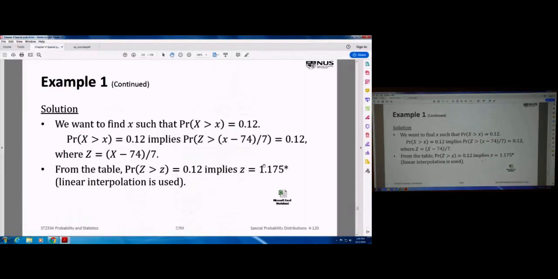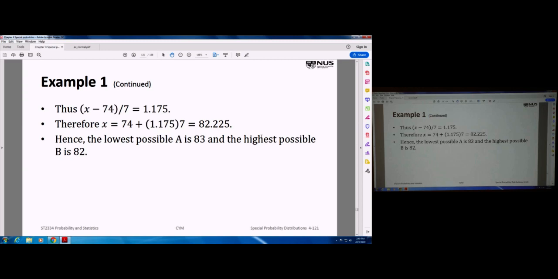Should be minus this. Yes, 1.175. Apparently that's what it is. So what that means is, oh yeah, linear interpolation. I don't know, and I refuse to teach linear interpolation. It's just ridiculous. But anyway, you can obtain this value using a numerical approximation. If your z is 1.175, you can just solve z is equal to x minus 74 over 7. If you solve that, that should give you that x is equal to 82.25.